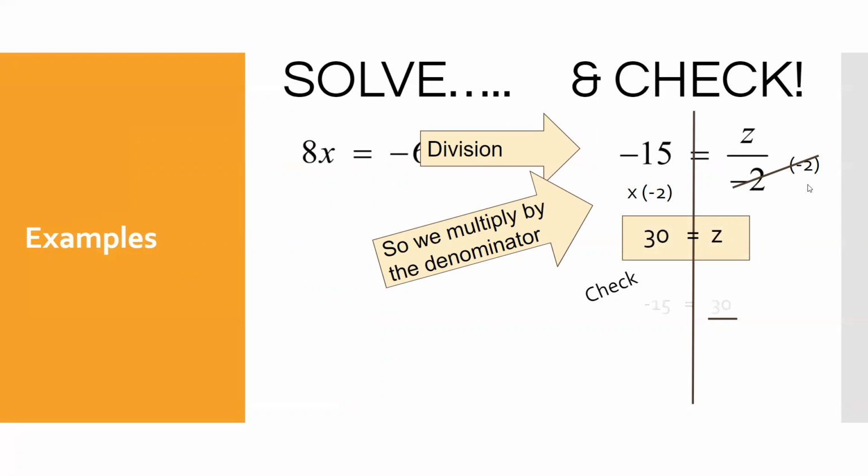Now let's go ahead and check. I substituted my 30 into my z, so it's my numerator now. And I'm going to simplify that right side, so 30 divided by negative 2, while a positive divided by a negative is going to give me a negative answer. 30 split in half, or divided by 2, equals 15. So we have negative 15 equals negative 15. That's a true statement. That means it works.